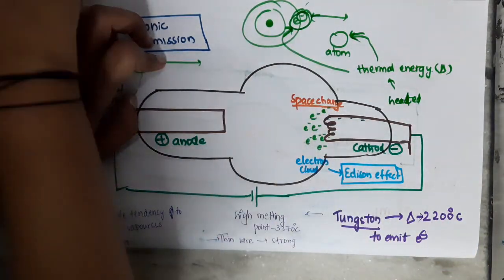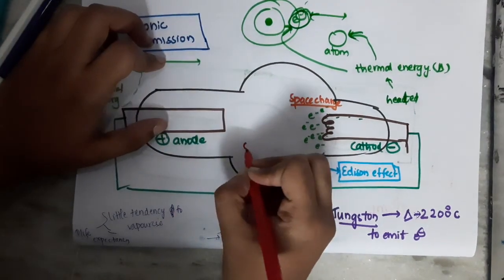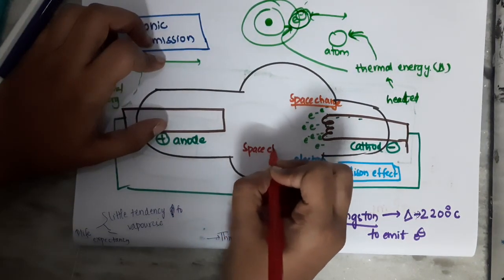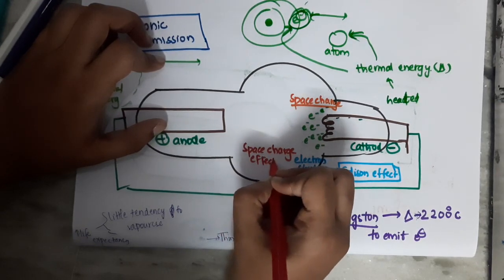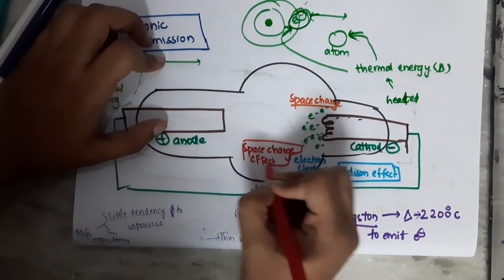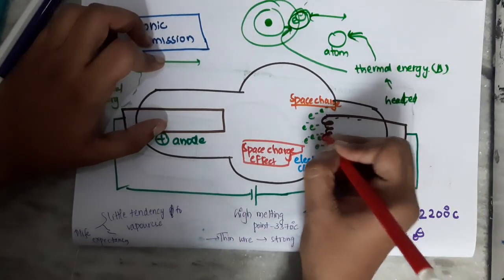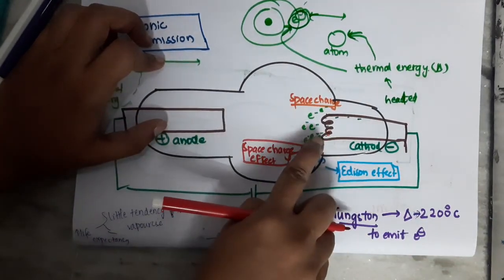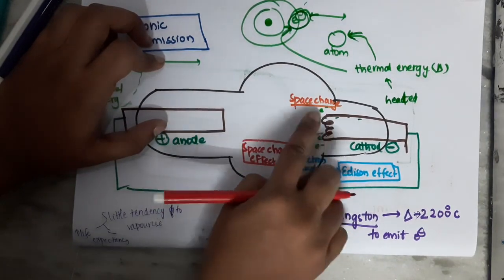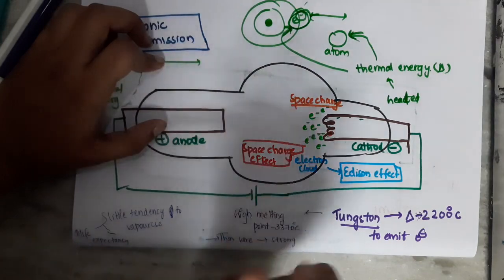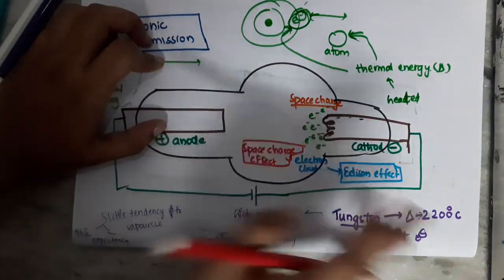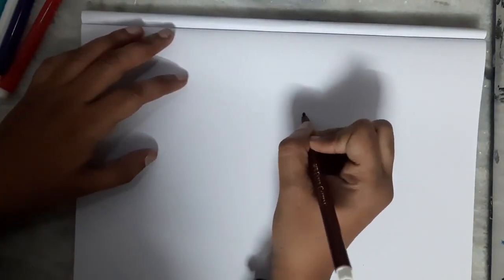So what is that called? That is called the space charge effect. When one more electron tries to come out of the orbit, the space charge electrons which are present here will stop the electron from emission. So let me draw again, not completely, but a small diagrammatic representation.